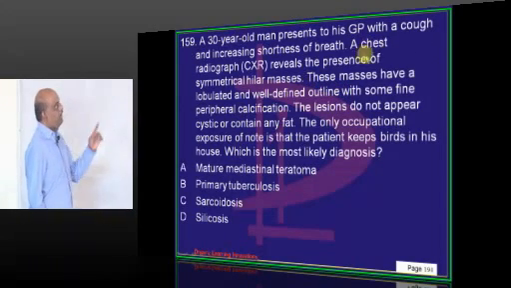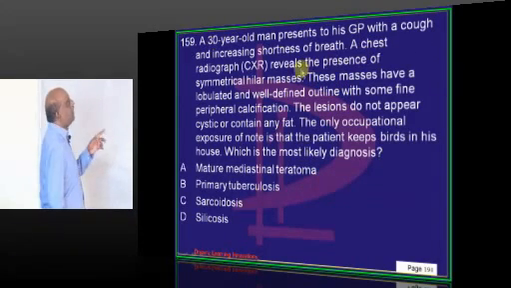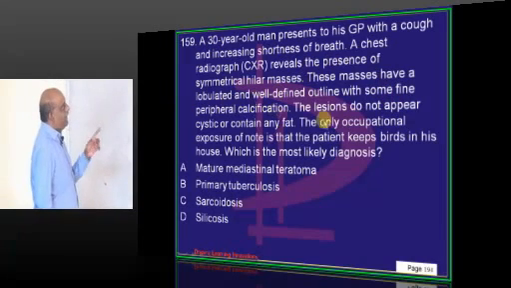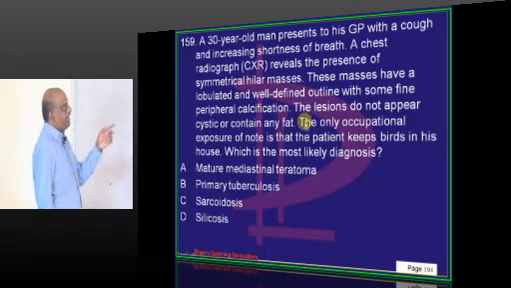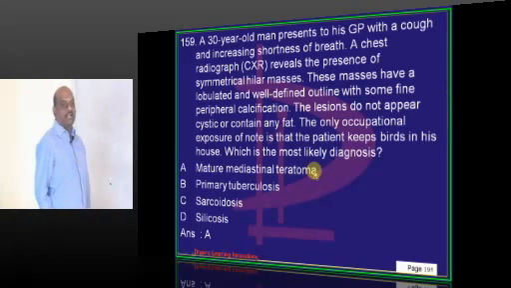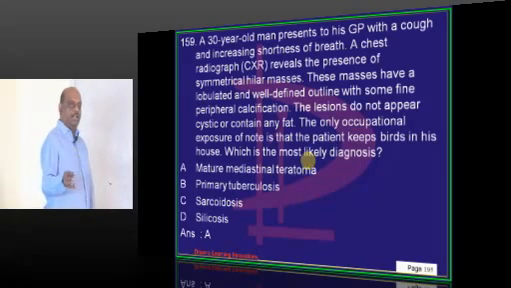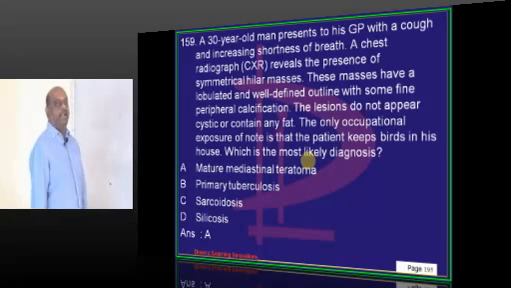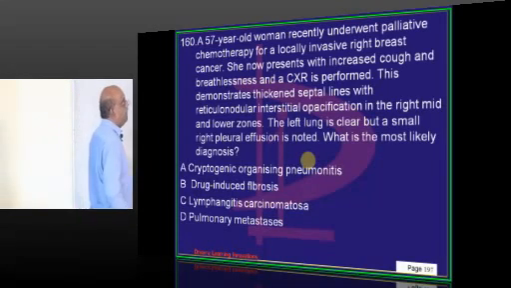A 30-year-old with cough and increasing shortness of breath, symmetrical hilar masses which are lobulated, well defined with peripheral calcification. So that is classically suggestive of teratoma. What are the 4 anteromediastinal tumors? Teratoma, thymoma, terrible lymphoma and retrosternal thyroid. These are all anteromediastinal masses.